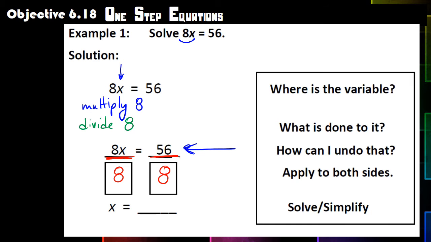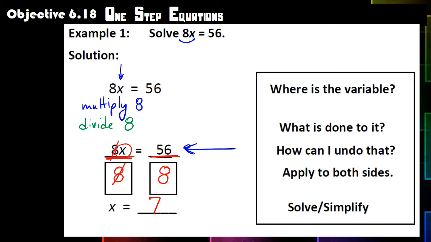When we divide both sides by 8, let's look at the left-hand side of the equation first. 8 divided by 8 on the left-hand side is going to be equal to 1. So these two numbers cancel out to 1, leaving us just with x by itself, because that was our goal, to get x by itself. Now let's focus on the right-hand side of our equation. We have 56 divided by 8, which gives us an answer of 7.